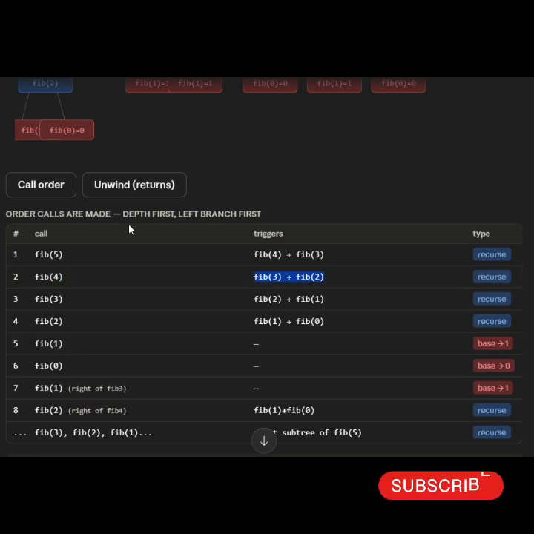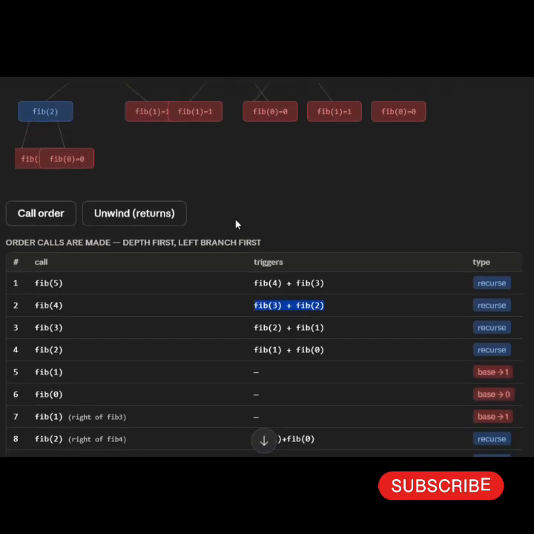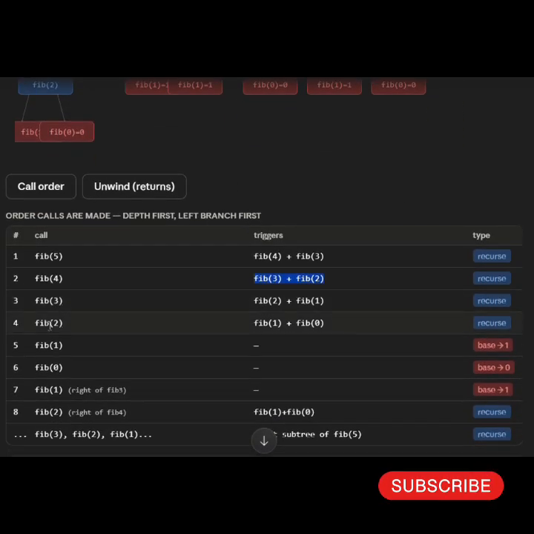Again, in Fibonacci of 3, we have called Fibonacci of 2 and Fibonacci of 1, right? The Fibonacci of 2 calls Fibonacci of 0 and Fibonacci of 1, which is the base condition all over again. The Fibonacci of 2 and Fibonacci of 3 on the left have also reached the base condition. So all of the left and right nodes of Fibonacci of 5 have reached the base condition here.